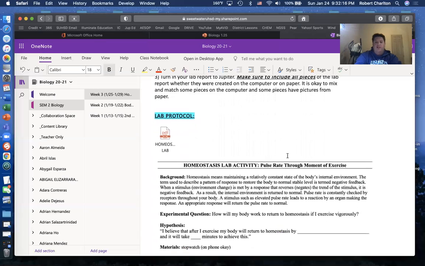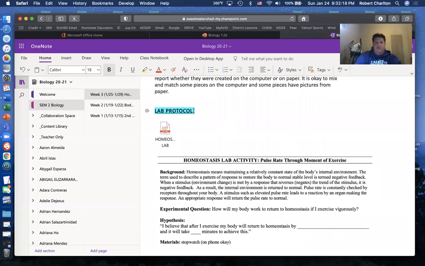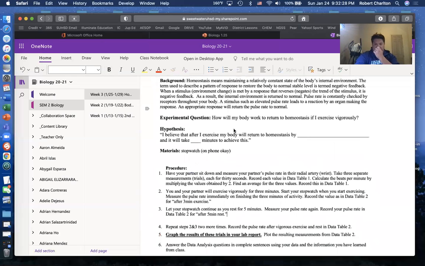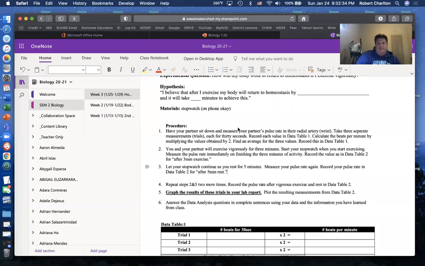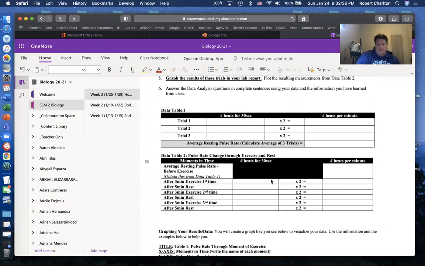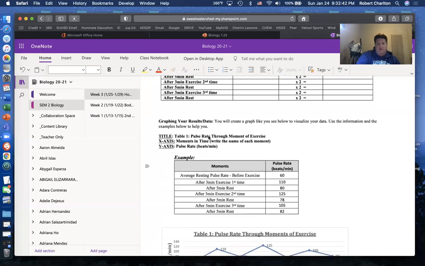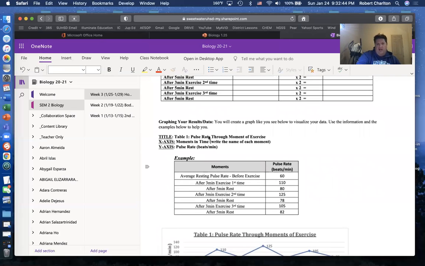And so the instructions are here in what's called the lab protocol. I gave you the file if you want to print it out, but I also screenshotted it and put the pictures of the protocol in here. You can see it gives you the experimental question. It gives you a sentence starter for the hypothesis. It gives you the procedure that you're going to summarize. It gives you the data tables that you're going to recreate and then fill in. We are going to graph. And so we'll get to that part in class.